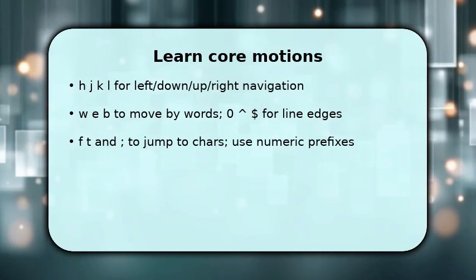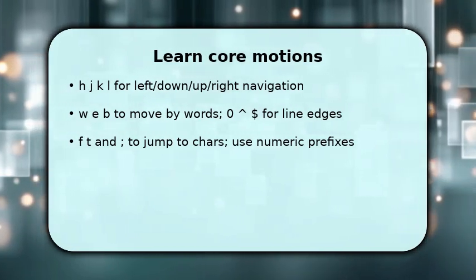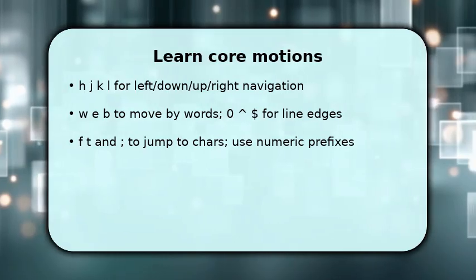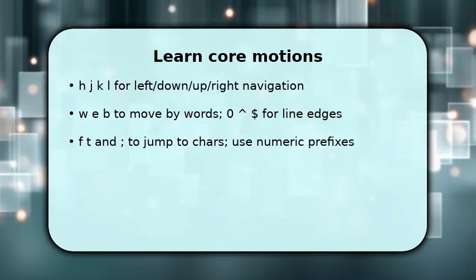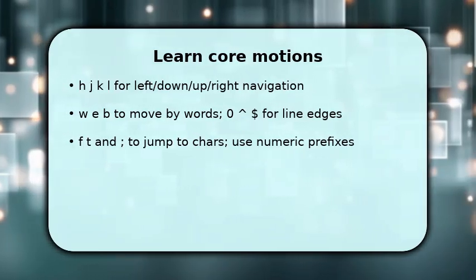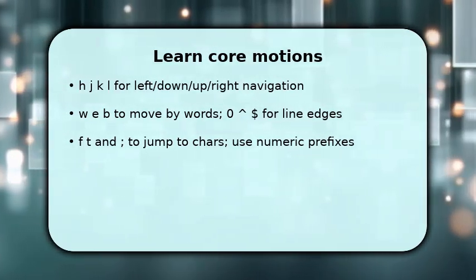Now focus on the core motions that speed up navigation. Use H, J, K, L to move one character. Press numbers like 3J to move 3 lines down. Move by word with W, E, B, and jump to line starts with 0, caret, or to ends with $.